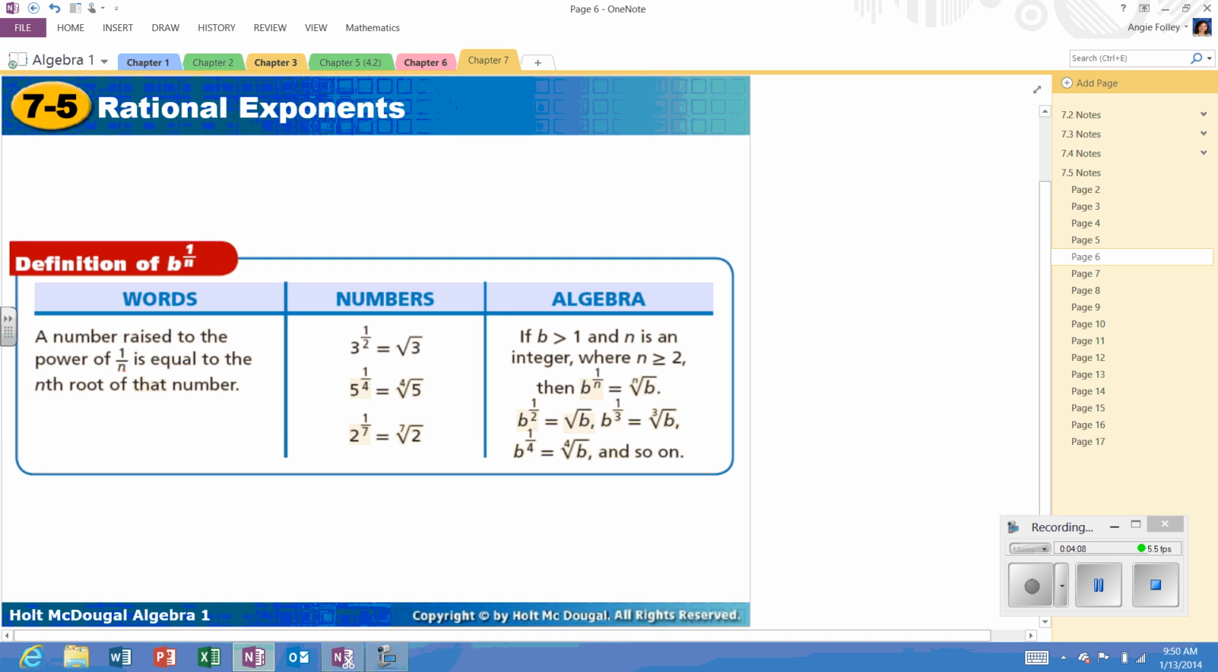So a number raised to a power of 1 over n is equal to the nth root of that number. So for example, if I have 3 to the 1/2 power, that's the same thing as the square root of 3. Remember, there's an implied 2 here. We don't really write that. If I have 5 to the 1/4 power, that's the same thing as the 4th root of 5. If I have 2 to the 1/7 power, that's the same thing as the 7th root of 2. So you can write any root as a fractional exponent.